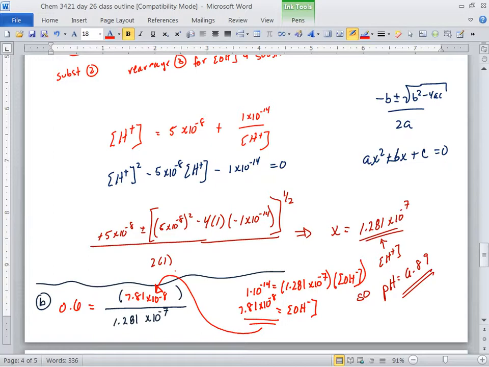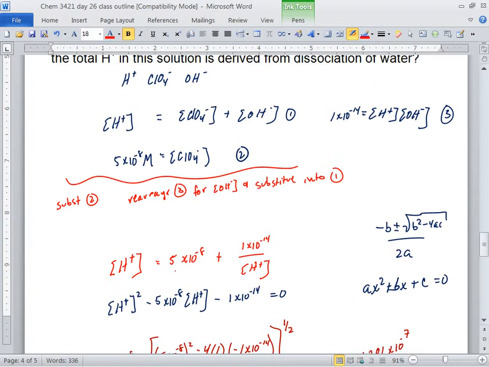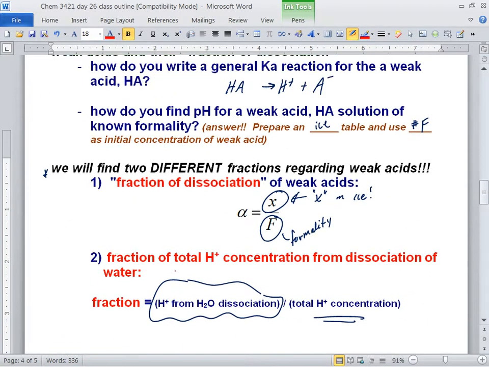Is there a symbol that's used to represent the fraction dissociation? Is it the little alpha thing? No, the only symbol they have is for the fraction dissociation of weak acids. There's no symbol for the fraction of the total hydrogen ion concentration from dissociation of water. So you don't put alpha equals 0.6? No, alpha is designated solely for X over F. Totally different fraction.